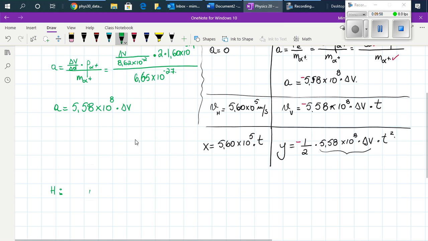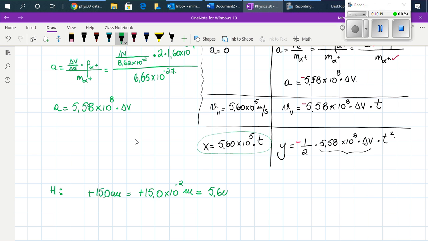Okay, so now x is positive 15 centimeters, which is the same as saying 15 times 10 to the power of negative 2 meters. And from the relationship that we have here, this is equal to 5.60 times 10 to the power of 5 times time. And this is equation 1 that is coming from the horizontal, which is the uniform motion.